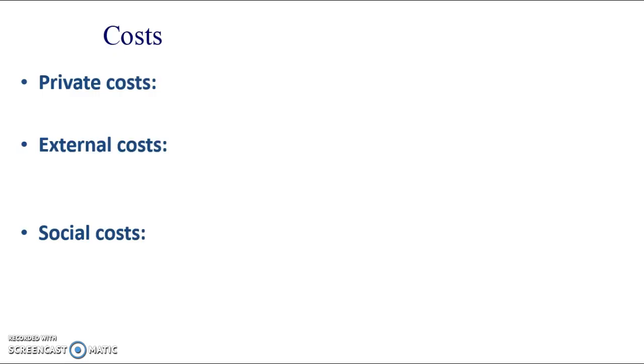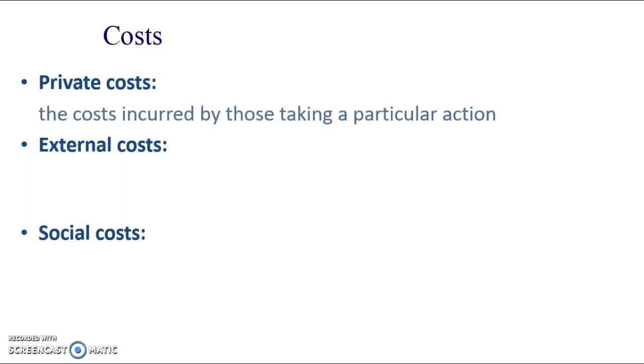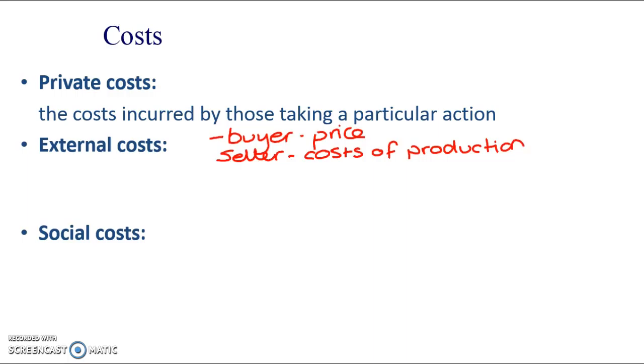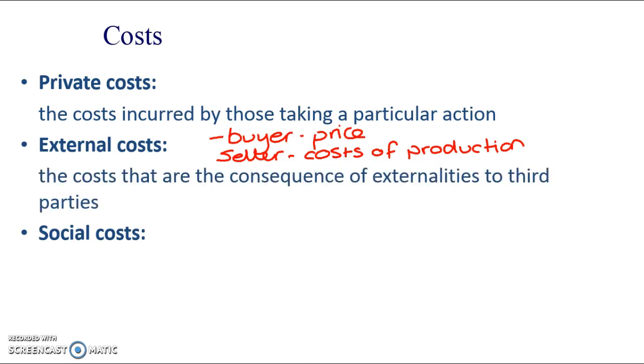So key definitions here, because we're looking at negative externalities, we're often looking at the kind of costs of an activity. So private costs are the costs incurred by those taking a particular action. So if we're thinking about the buyer, we're thinking about price to them. If we're thinking about the seller, we're thinking about the costs of production to them. Whereas external costs are the costs that are the consequences of externalities to third parties. So these are things that occur because of the action taking place, but they're not to the buyer or the seller. They're somebody who is not involved in the decision making.